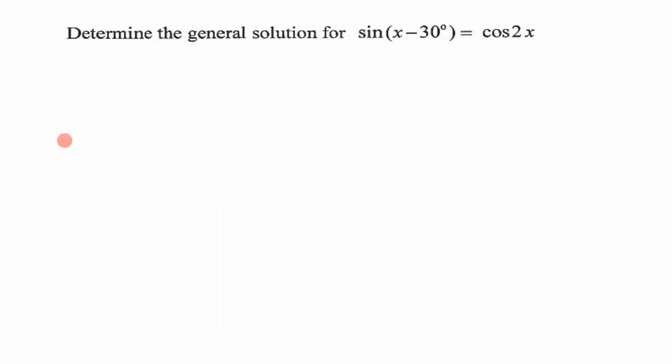Nice. Another example: determine the general solution for sin(x minus 30 degrees) is equal to cos 2x. One thing we know is we cannot do our general solution if we don't have the same trig ratios, right? Here this is cos, and the angles are also different. This is cos 2x and this is x minus 30 degrees.